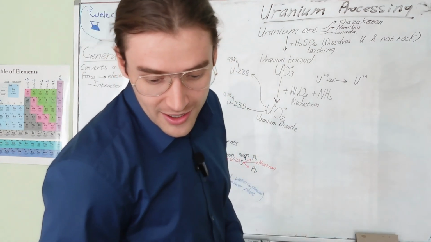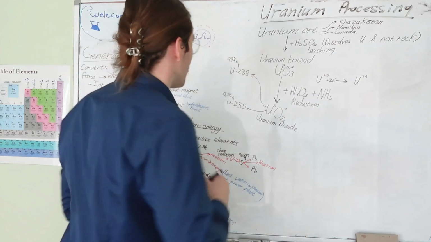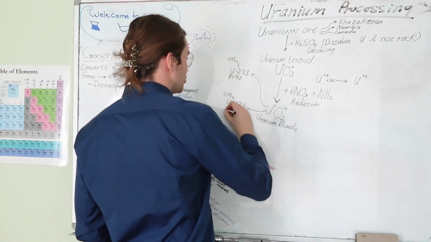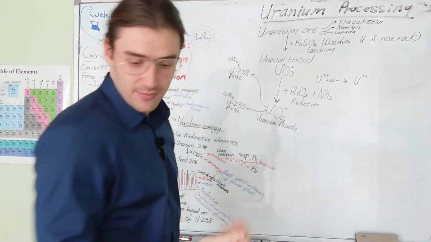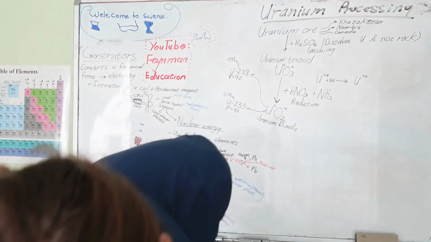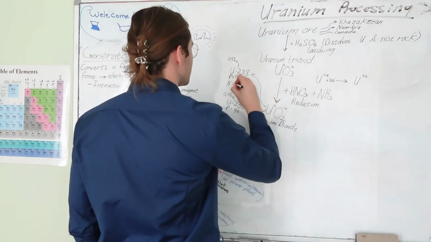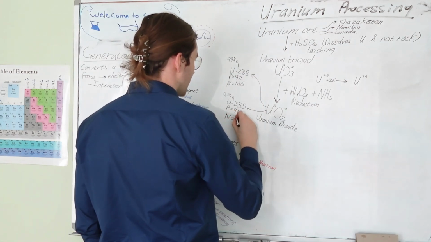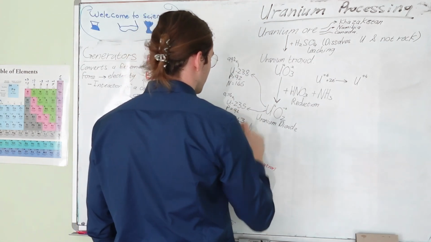So, the number of protons and neutrons for this, okay, so both of them, the protons, are going to be 92 because it is uranium, right? But the number of neutrons for each one is going to be, I believe, 146 in uranium-238, and over here, 143.